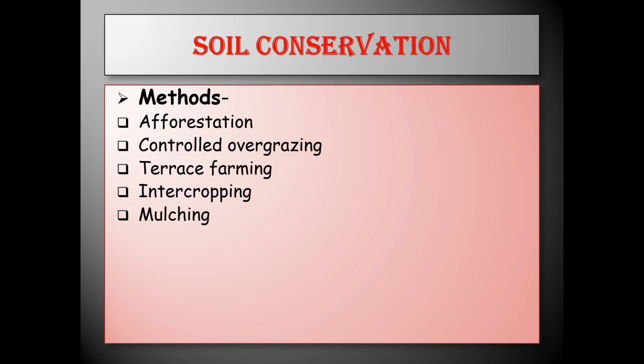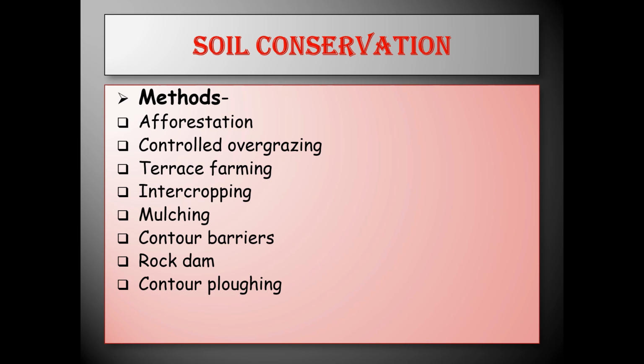Next is mulching. In this method, organic matter such as straw, grass, etc. is used to cover the bare ground between rows of plants. It helps the soil retain moisture. Next is the contour barrier. This method is mainly used in hilly areas. Grasses, stones, soil, wax, etc. are used to build the contour barrier. Next is the rock dam, or the construction of a dam. That is important to slow down the flow of running water.